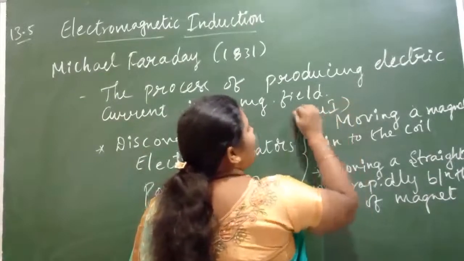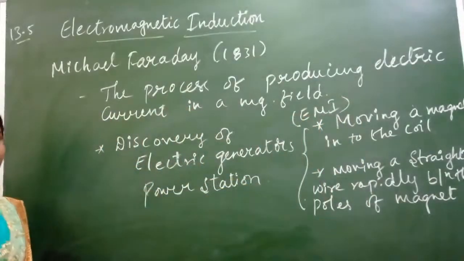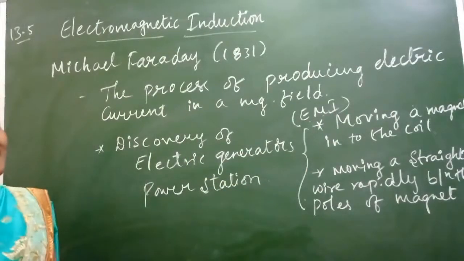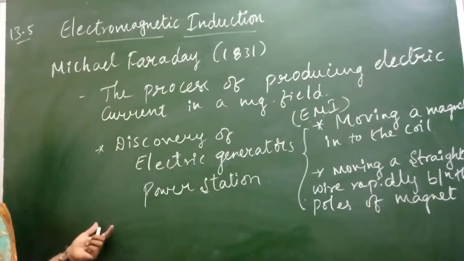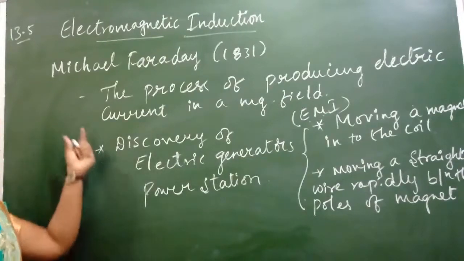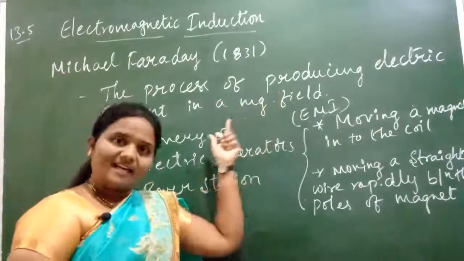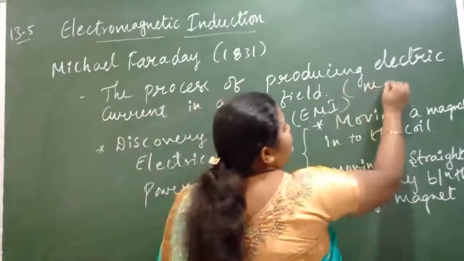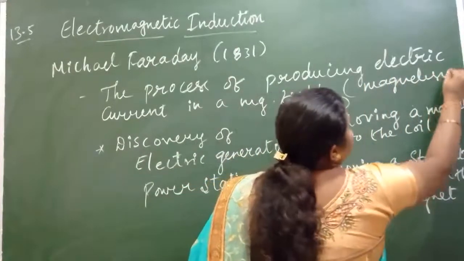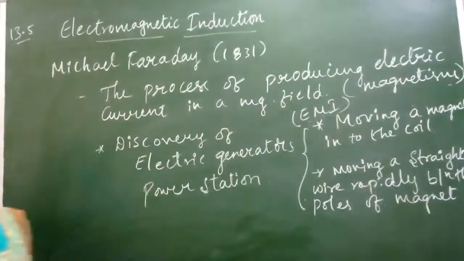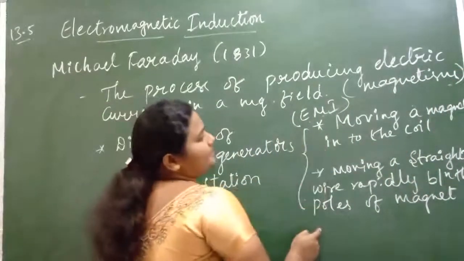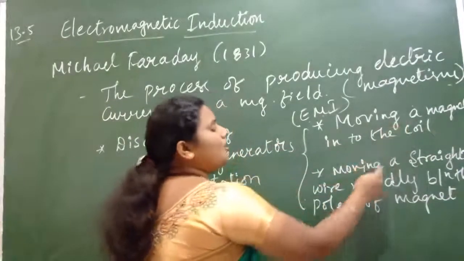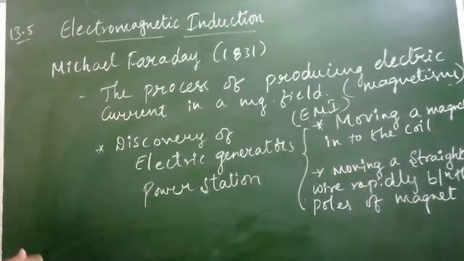Children, in short, electromagnetic induction can be referred to by the abbreviation EMI. It stands for electromagnetic induction. Is it clear, children? What is meant by electromagnetic induction? Who discovered this? Electromagnetic induction is a process of producing electric current with the help of magnetism, that is, with the help of magnets. Then it can be achieved by any one of these methods: moving a magnet into the coil, or moving a coil in the magnet, or moving a straight wire rapidly between the poles of the magnet.